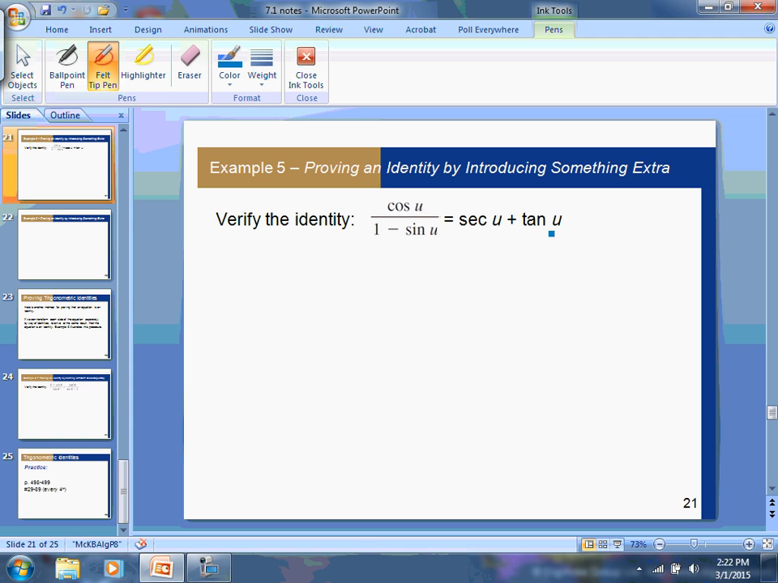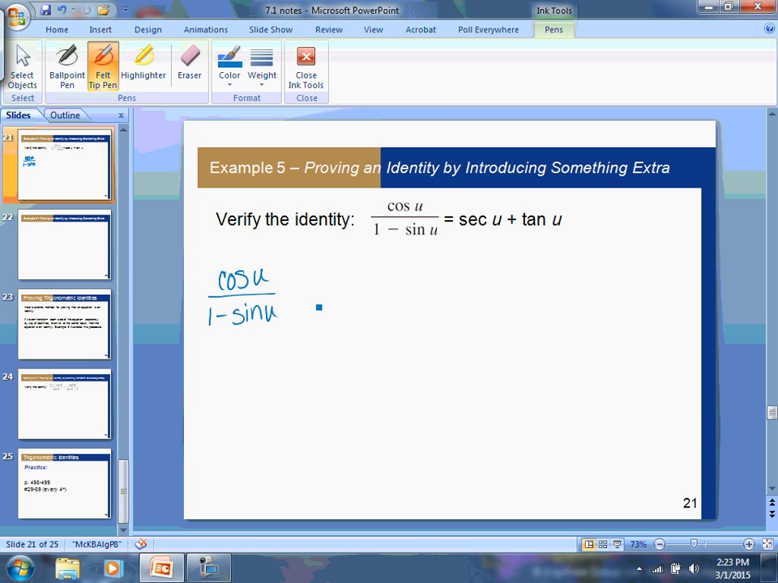Now, you might be able to argue that either of these sides looks more complicated. On the right-hand side, we have the secant, which we could change. The tangent is really sine over cosine. Secant's really 1 over cosine. So we could rework that side. That's got room to work. But I would say that the left-hand side is more complicated because it's got a fraction. So we're going to start working with that side. And I'm going to get rid of the fraction because the right-hand side does not have a fraction.